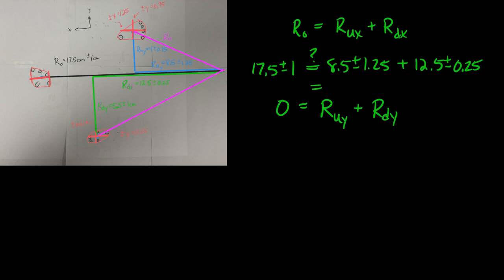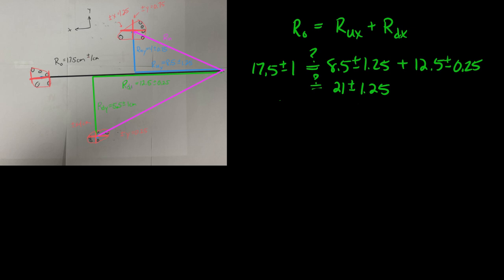But the true way you're supposed to do it, and I thought maybe you guys had done this before, when you're adding errors, the largest error wins. When you're multiplying errors, you add the errors together. So here we're just adding, so the largest error wins. So this is 8.5 plus 12.5, that's 21 plus or minus 1.25. Is that within the range of 17.5 plus or minus 1? No, it's not.